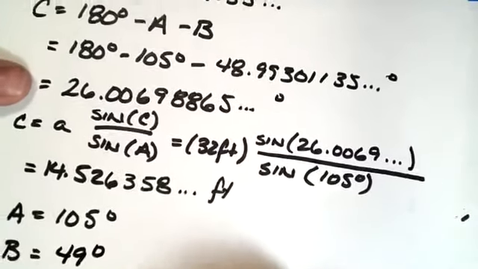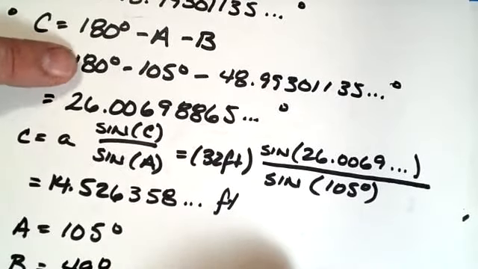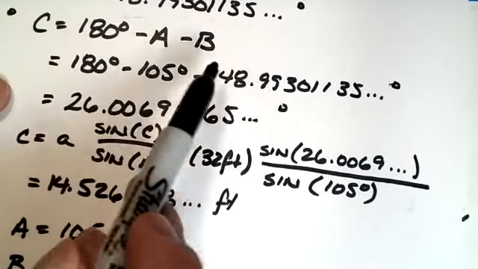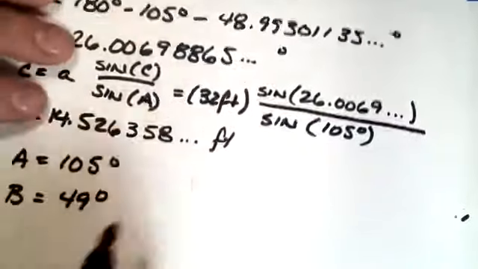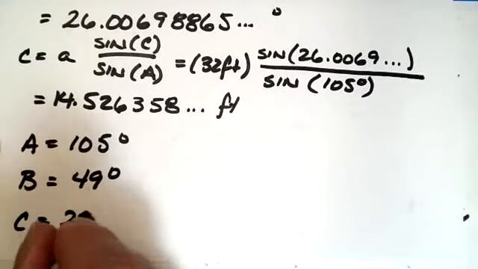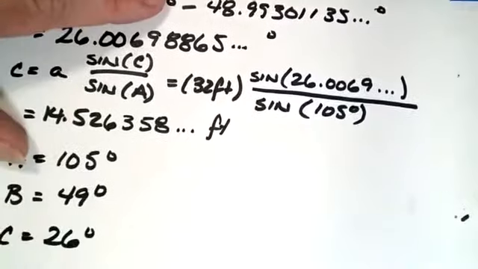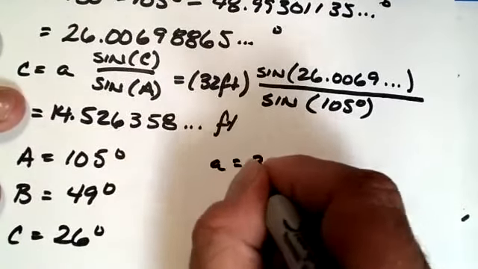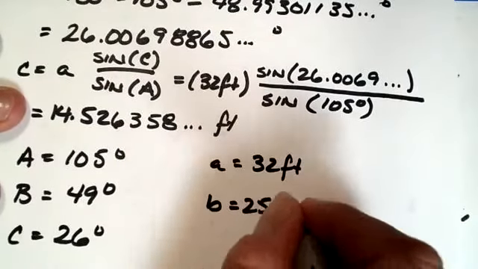C, similar argument. When you add all this up, you've got a subtraction of something with the position of significance. The least position of significance is actually the whole degree. So C must be equal to 26 degrees. It's just totally random that I got something that was so close to a degree measurement. Little a was given in the problem as 32 feet. Little b was given in the problem as 25 feet.